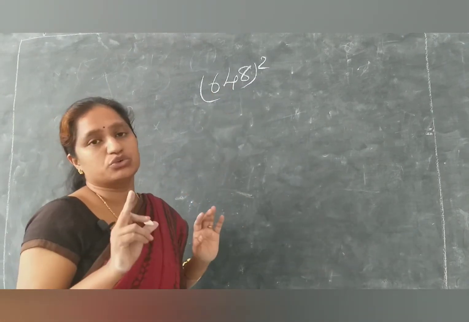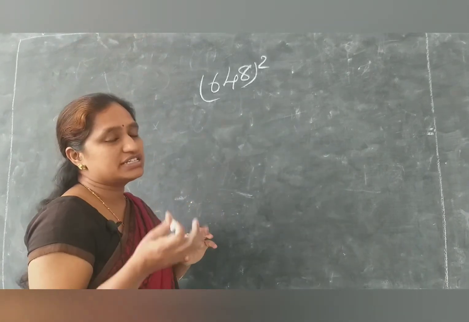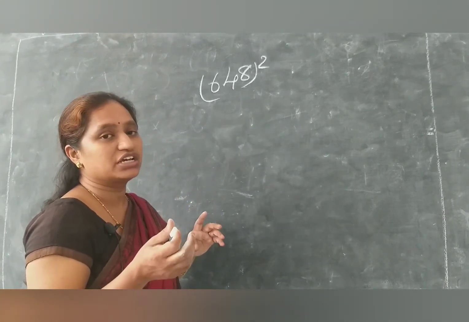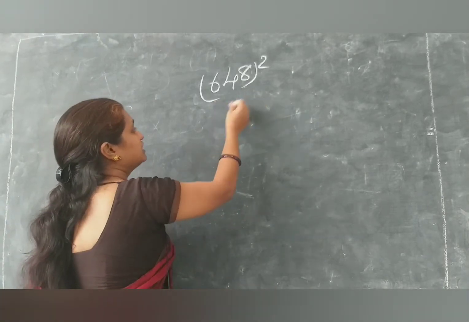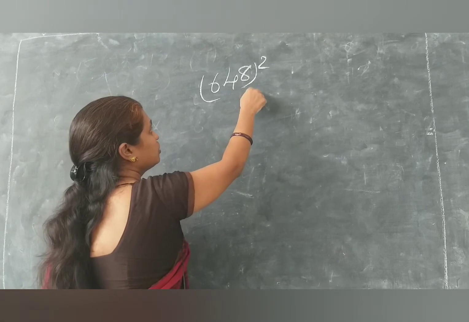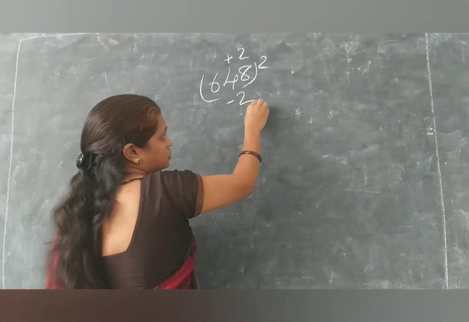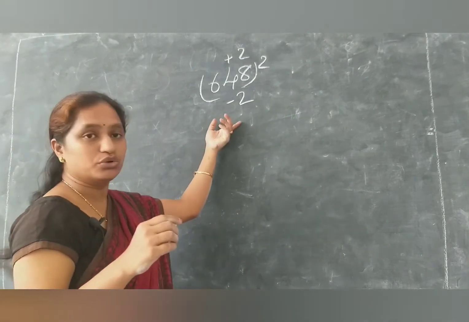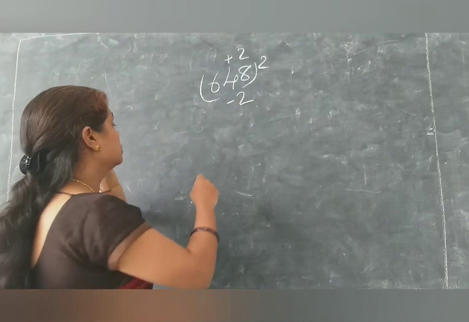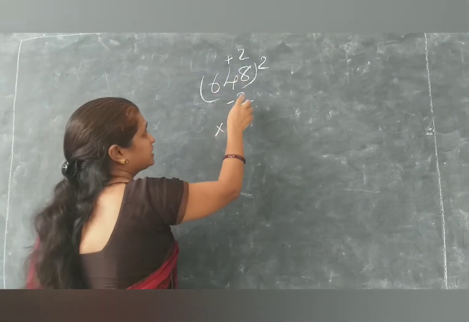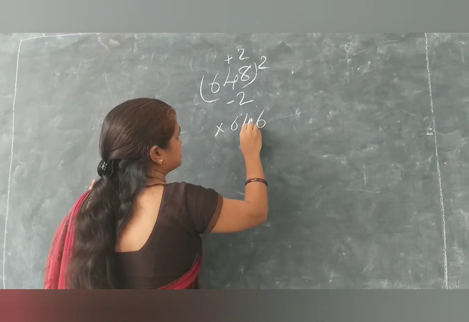So what should we do? We have to round off the number to the nearest zeros, so that it will be easy for you. Okay. Now see here, I will take it to 650. So rounding off to 650 means you have to add 2 and subtract 2. So if I am subtracting 2, 648 minus 2 is 646.